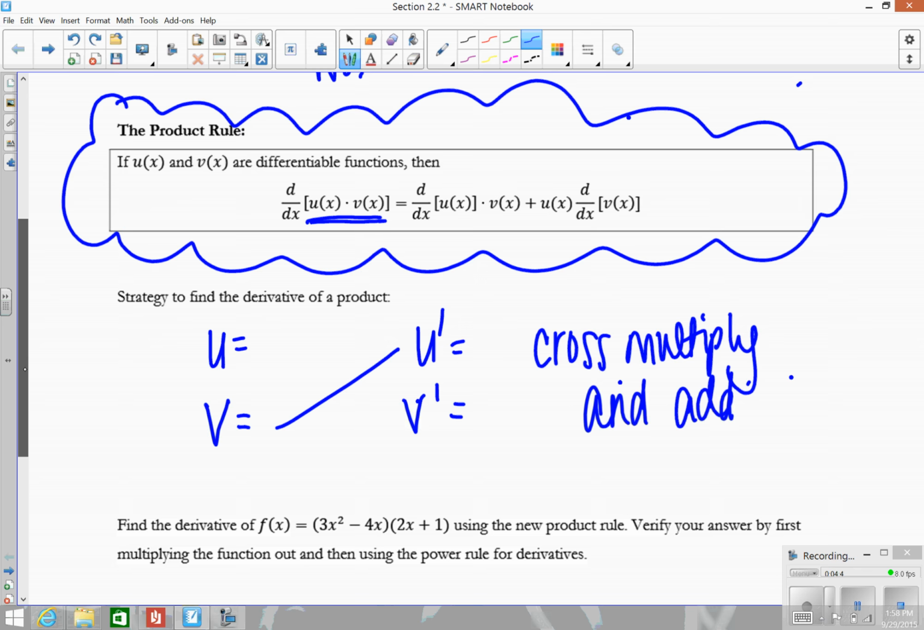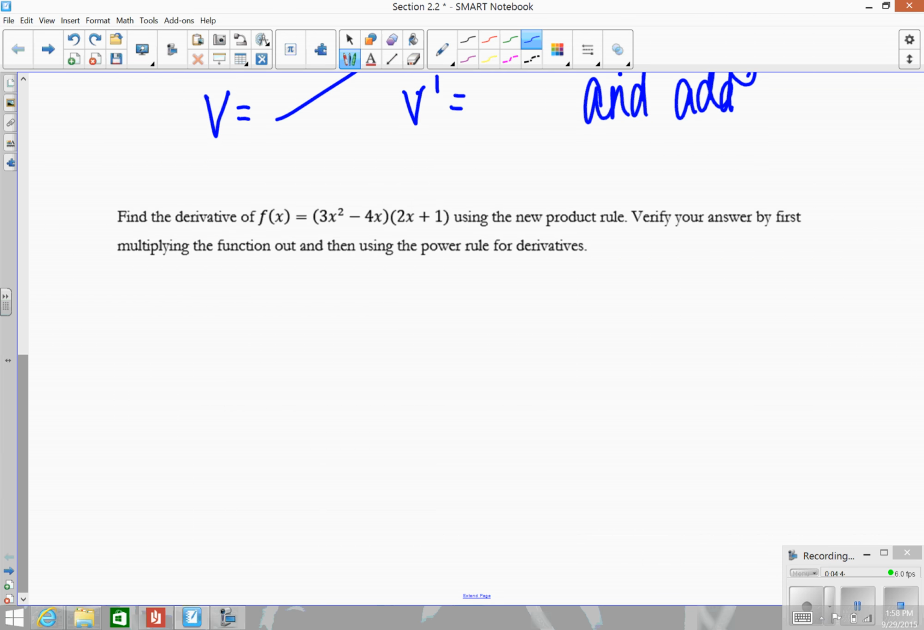So let's look at this first example, where we're going to find the derivative of this function using the product rule as well as using the power rule. So we're going to use the new method that we just talked about and the old method to see that we get the same answers. So our first method for this will be using the product rule, which is the new rule.